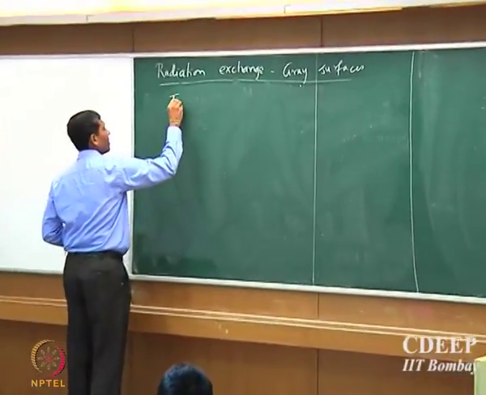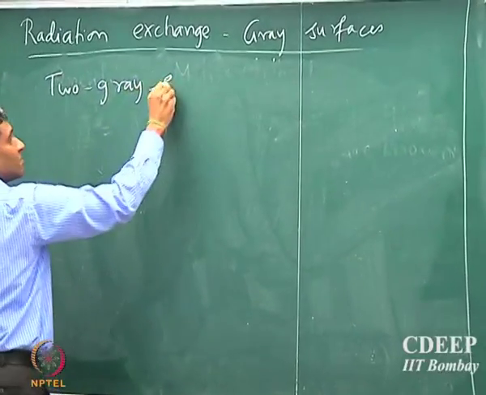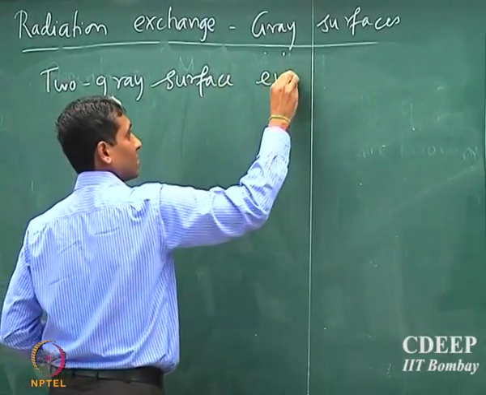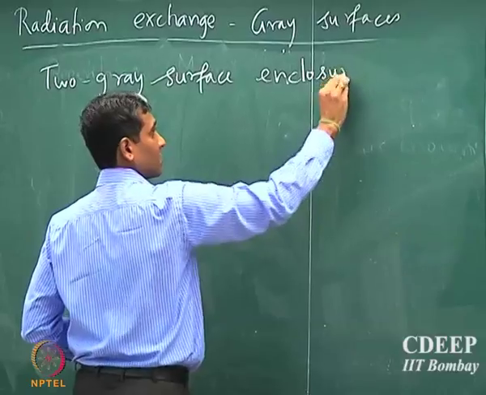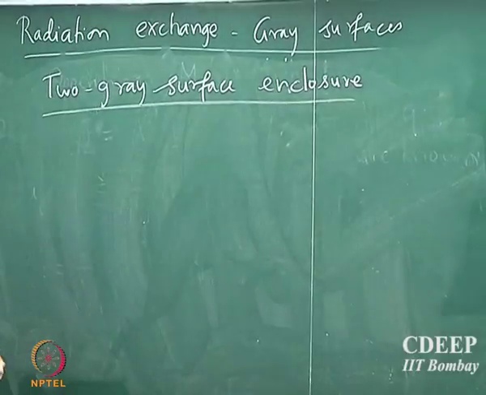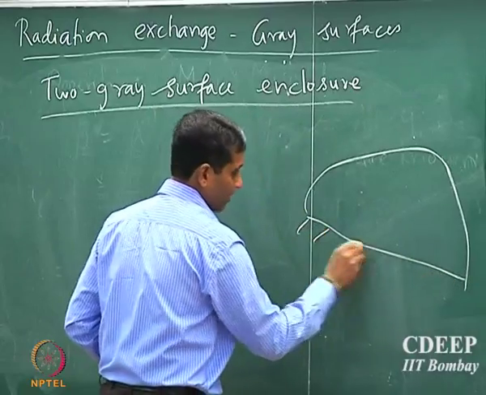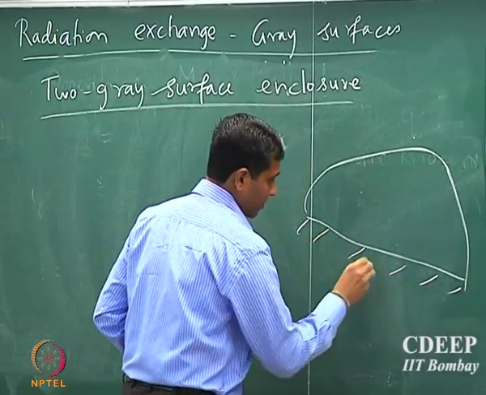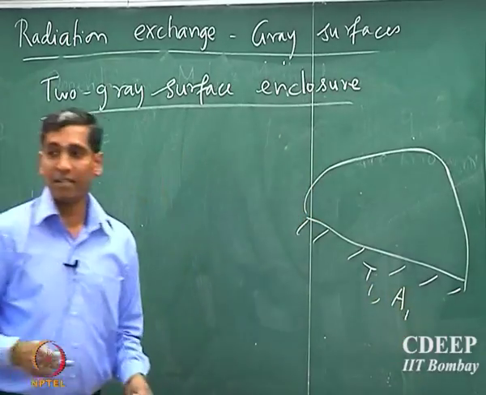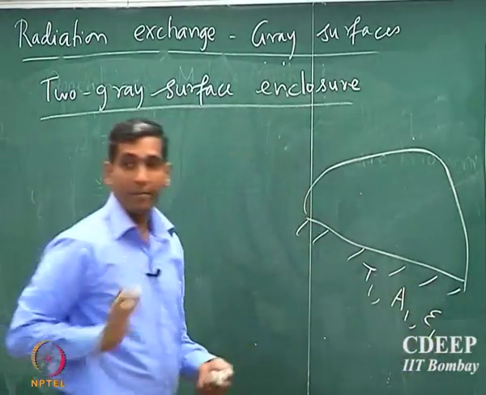So let us say we have a 2 gray surface enclosure. Okay, so this is surface 1, which is maintained at temperature T1, and let us say the area of that surface is A1, and let us say that the emissivity is epsilon 1.